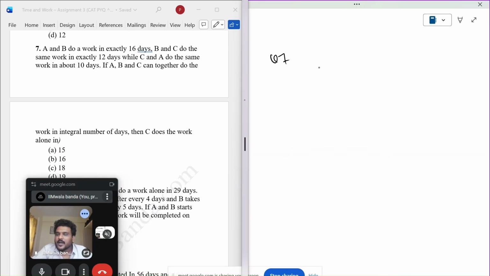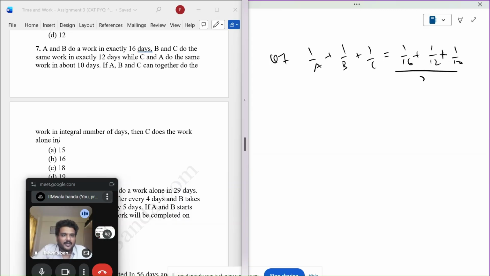A and B can do the work in 16 days, B and C in 12 days, C and A in 10 days if they work together. This is again a very classic type. So let's try to do it in our head, because we know that we've done this type of problem. So we know that 1 by A plus 1 by B is 1 by 16 and so on. So basically, what will I do? I will first of all write 1 by A plus 1 by B plus 1 by C, which is 1 by 16, 1 by 12, 1 by 10.